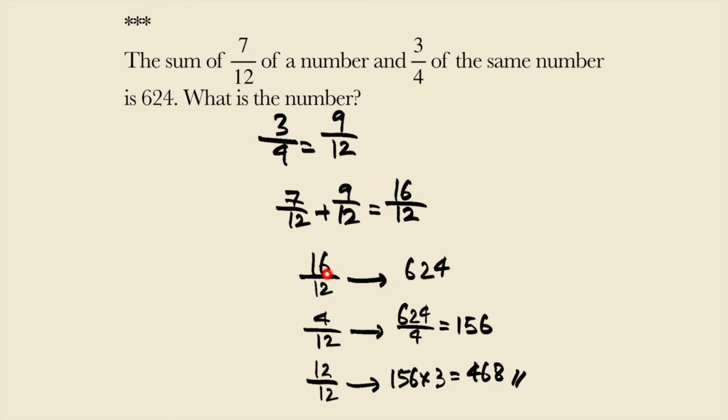I'm going to divide by 4. 16 divided by 4 is 4 units. 624 divided by 4 is 156. Now why did I do that? Because from 4 units, I can go to 12 units easily. Just multiply by 3. And doing that, we get 468 as the number.